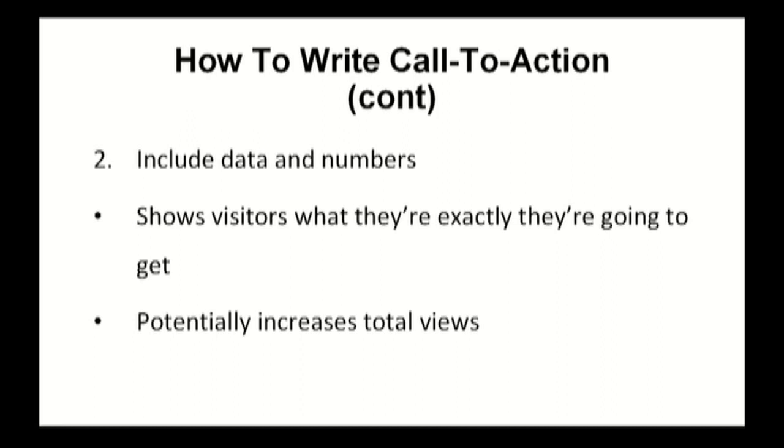So what kind of data or numbers should you include in your call to action copy? You can mention a specific discount, list of numerical impact or benefit of a product or service you're providing.